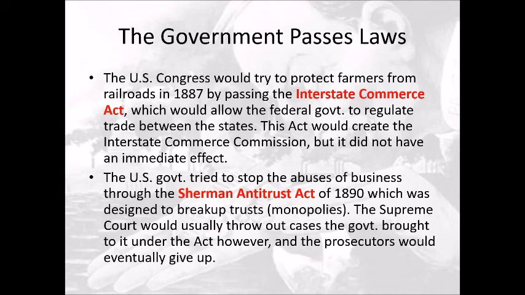A couple presidents, especially William Howard Taft and Theodore Roosevelt, who got the nickname Trust Buster, would try to break up these trusts, break up these monopolies so there'd be more competition and prices could be pushed down and consumers could get better deals. The Supreme Court, though, would usually throw out the cases brought to it under the Act, however. And the prosecutors would eventually give up. And it wasn't until the early 1900s, past the 1890s, when Roosevelt and Taft would have some success with their trust busting, as it was said.